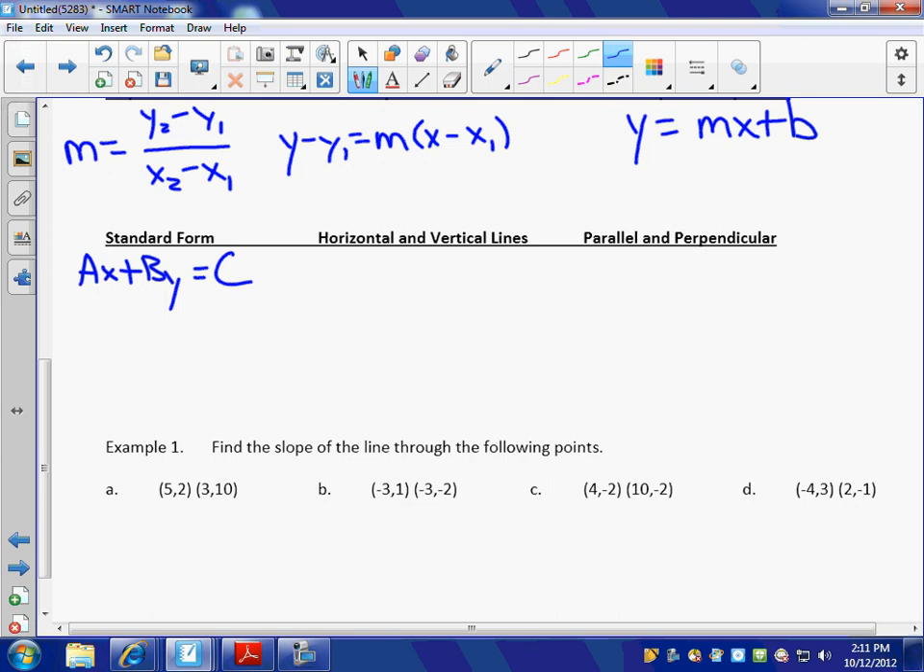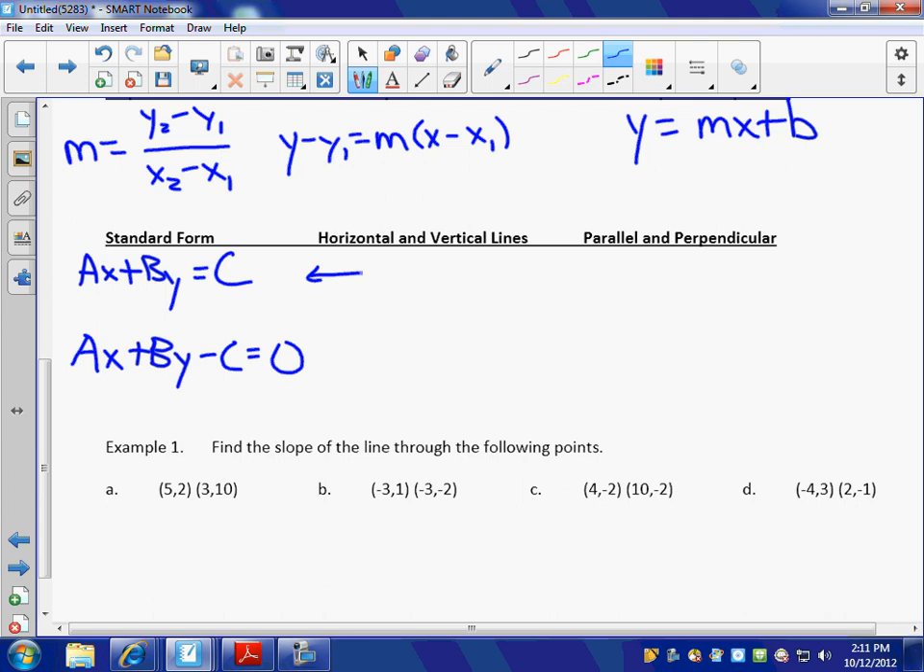Your book actually writes standard form like this. I apologize, but I've never seen this before except for your book. ax plus by minus c equals 0. And really the deal is that a and b and c are all integers and a is positive. I don't know why, but that's how they write it.